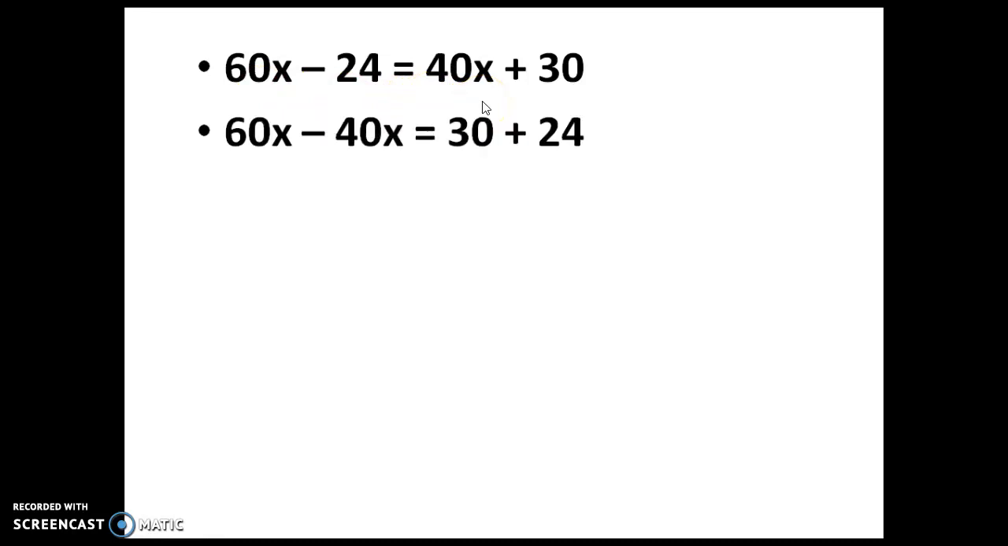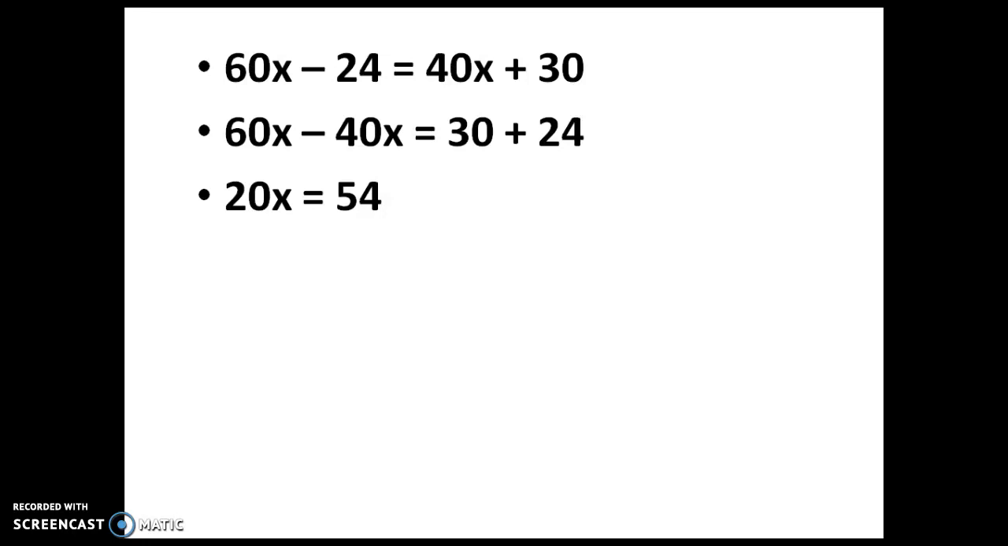So 40x will come to LHS. Here it is plus, so when it comes to LHS it will come in minus. Here 24 is in minus, when it goes to RHS it will go in plus 24. So 60 minus 40 is 20. Both the variables are same, so we can subtract the coefficients alone. So 60x minus 40x is 20x equal to 54.